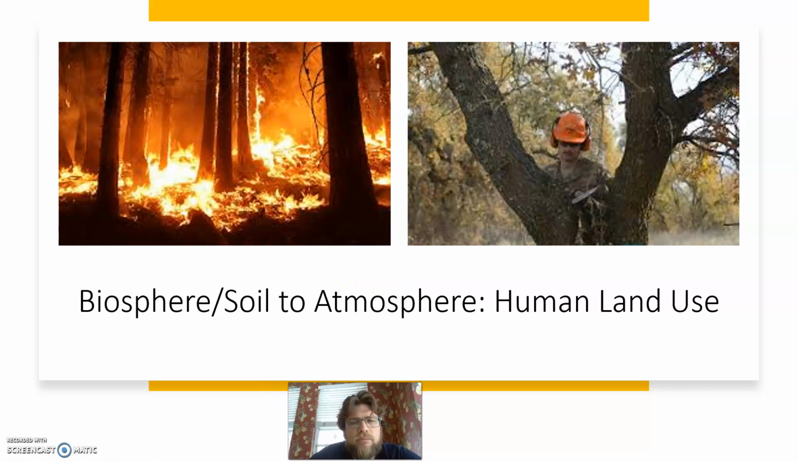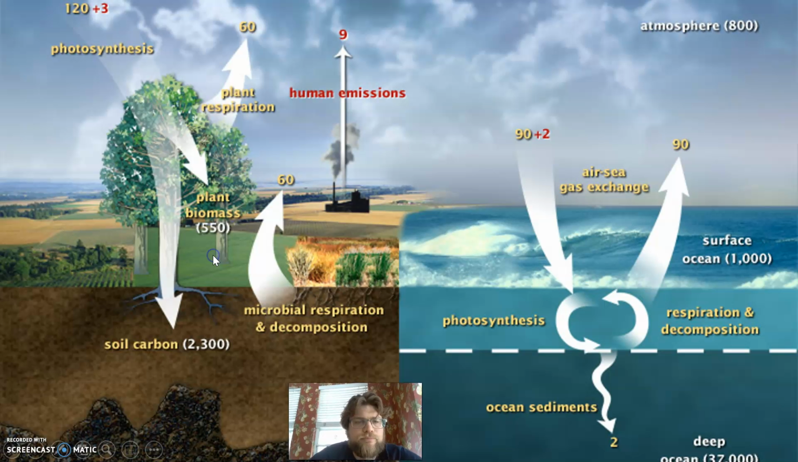Okay. Also, humans, through our land use, we can take carbon that was in the biosphere or soil and put it back into the atmosphere. So if we're clear cutting forests and using that wood to make products or to burn, we're releasing that carbon. If we do any sort of burning of forests, we're trying to clear land out. If we till soil for farming, that all releases carbon into the atmosphere.